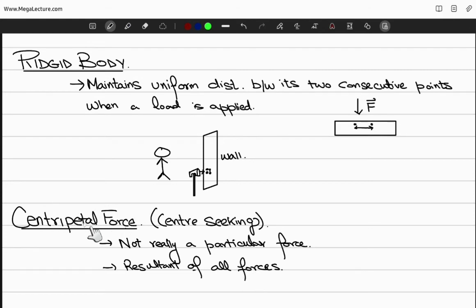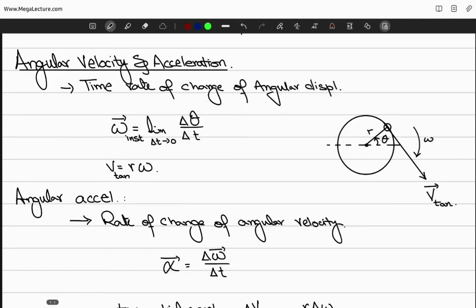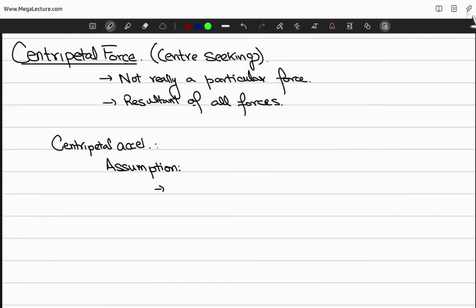Removing this centripetal force from the system or a rotating object, the object will then continue to follow a straight line motion which is confined on the tangent in the circular path, as you can see over here, as we showed it with this vector v, the tangential velocity vector.